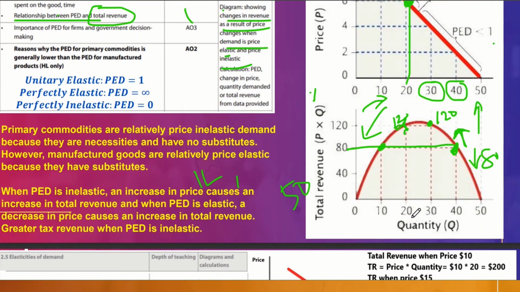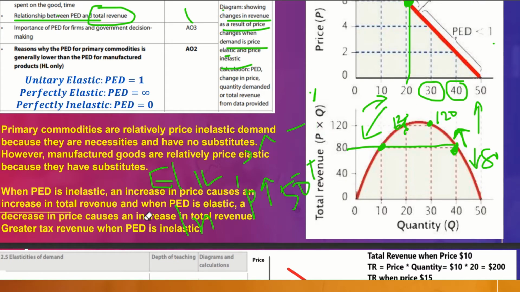This is the logic. So if the product is elastic, when price increases, total revenue decreases. And if the product is inelastic, when price increases, total revenue increases, and when price decreases, total revenue decreases. This is the conclusion from here.